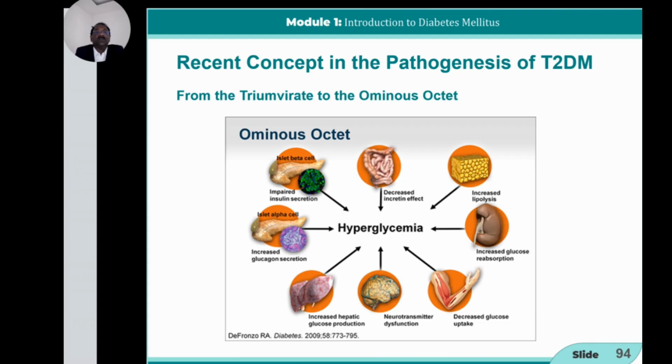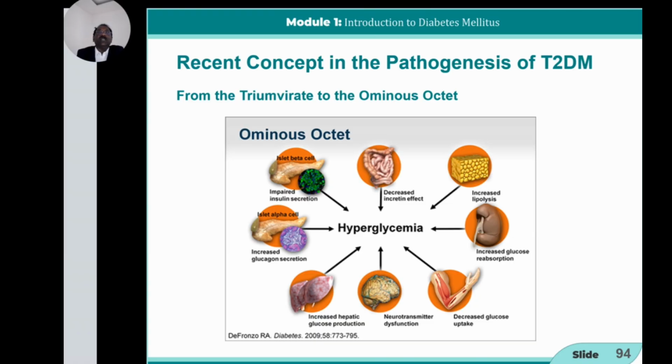So the first one is your beta cells, then the intestines, then the adipose tissue, then the kidneys, then the muscle, then the brain, then the liver, and then the alpha cells. These are the 8 ways of getting hyperglycemia, and we have drugs to act in the different ways. I will show you the same picture when I tell you about the drugs which act.